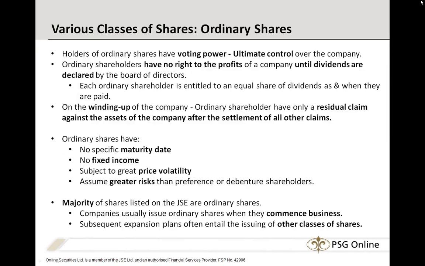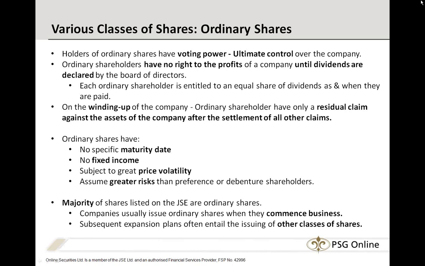There are various classes. I'm going to go through these very quickly. The most important one, and what I'm focused on, is the ordinary shares. This is where you have ultimate control. These are the shares that have the voting power. You only have a right to the profits as and when they are declared, the dividends. If the company gets wound up, you have a residual claim against the assets after the settlement of all debt. So whatever's left after all the creditors have been paid, you have that residual claim as an ordinary shareholder.